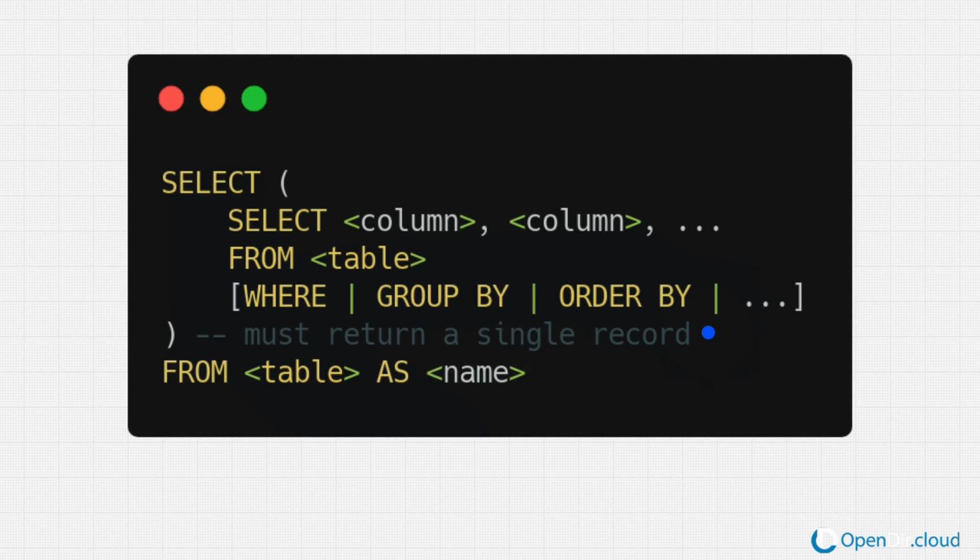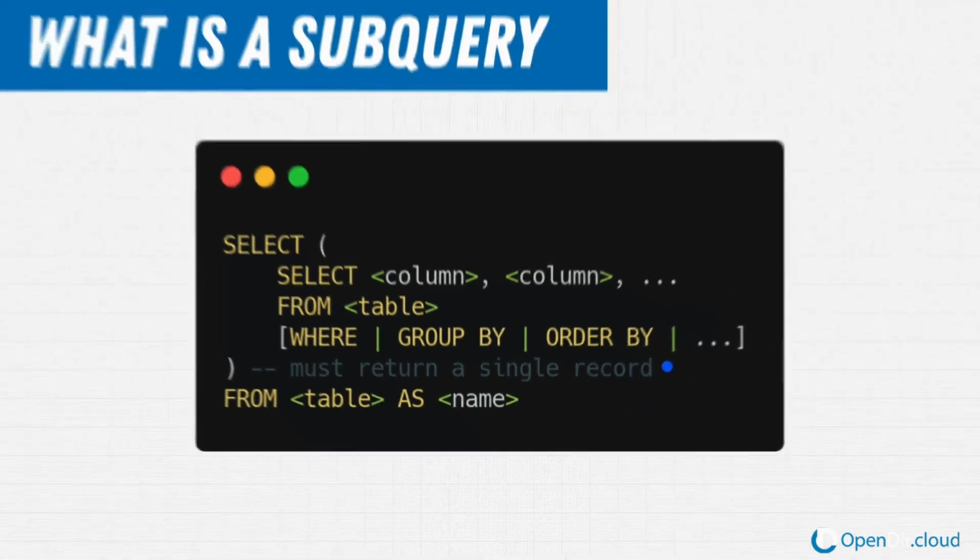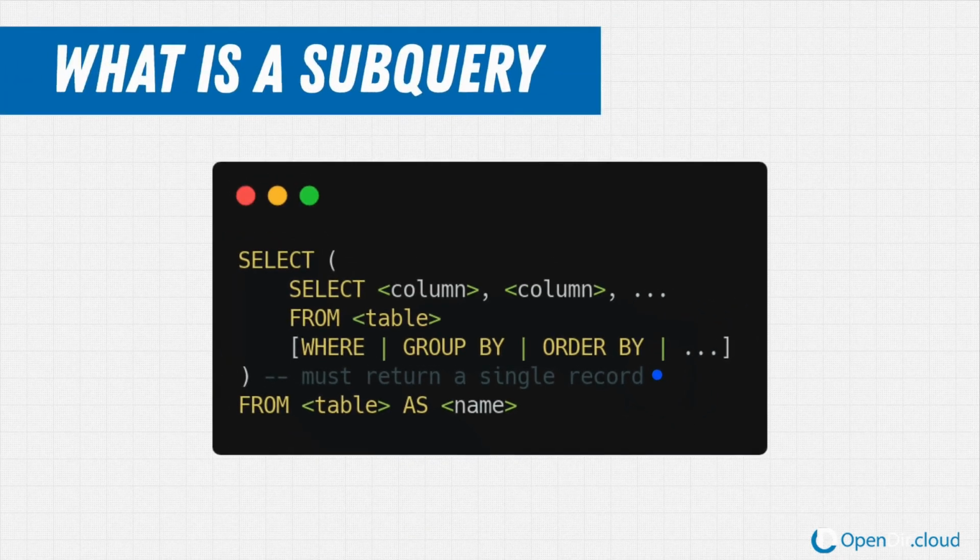What returns a singular value? Well, our aggregate functions. Sum, min, max, average, those types of things. Limit 1, for instance, could return if we ran a limit against a query. So there are different ways of returning a single record, but when you use a subquery in a select statement, it must return a single record.